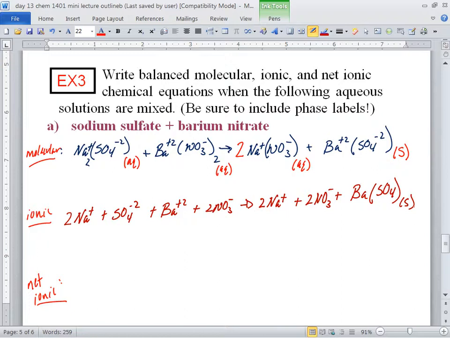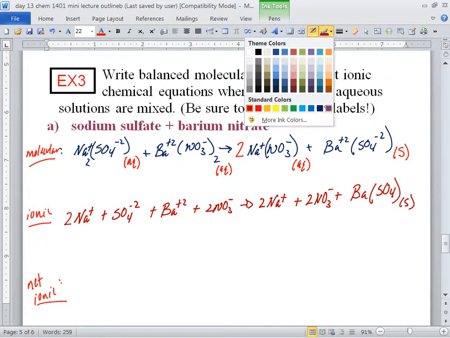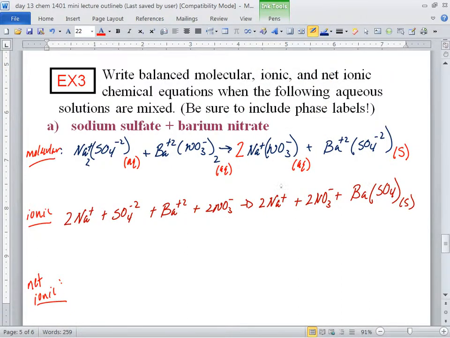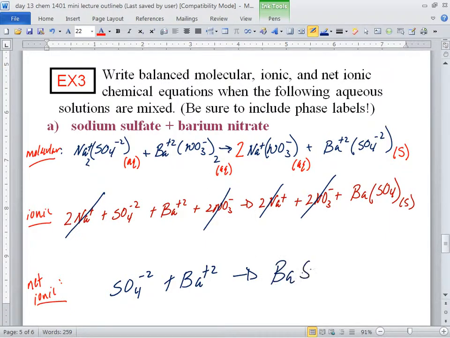All right? So then I'm going to cancel what I can. Sodiums are gone. Nitrates are gone. So all that's left is a sulfate and barium, which forms barium sulfate solid.